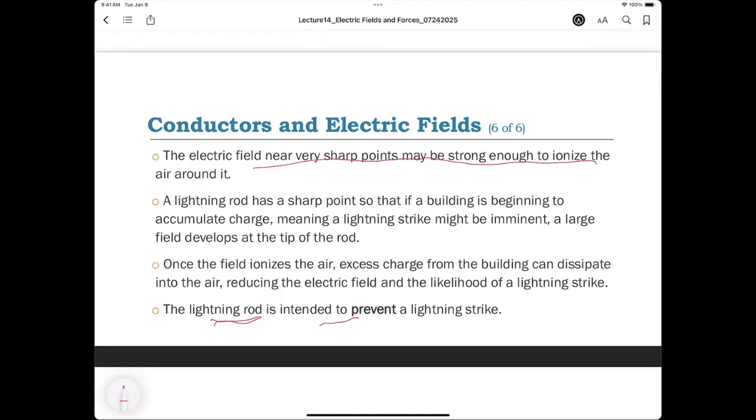A lightning rod has a sharp point, so that if the building begins to accumulate charge, meaning a lightning strike might be coming, a large field develops at the tip of the rod. Once the field ionizes the air, excess charge from the building can disappear into the air, which means the excess charge will go into the air, not just to the building. Does that make sense to you?